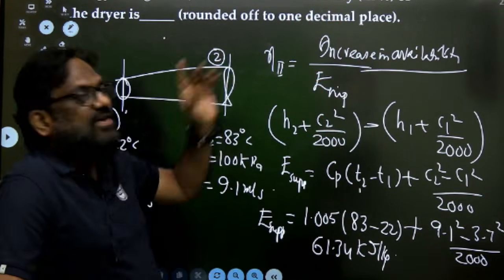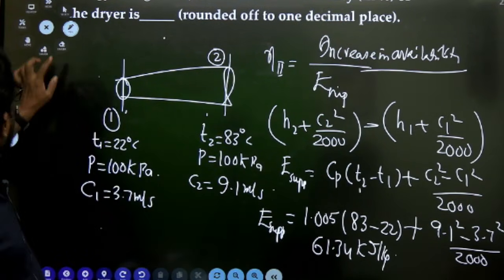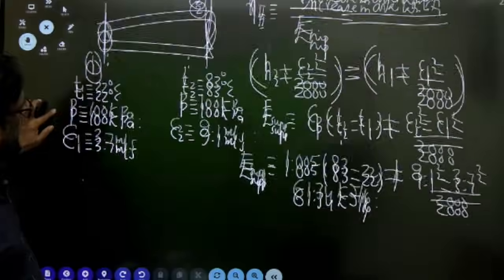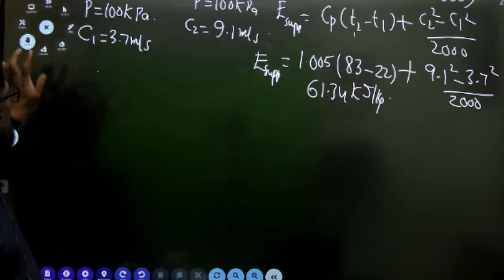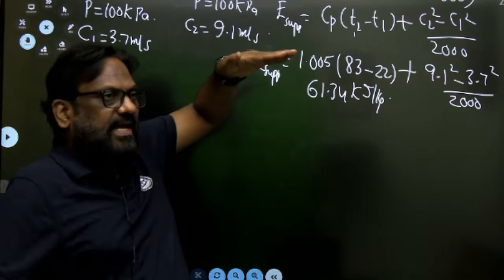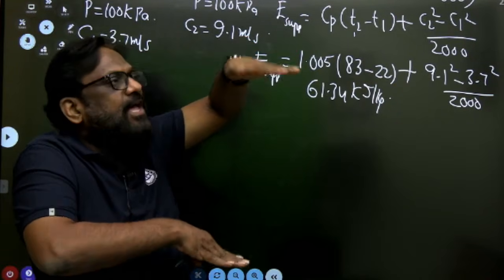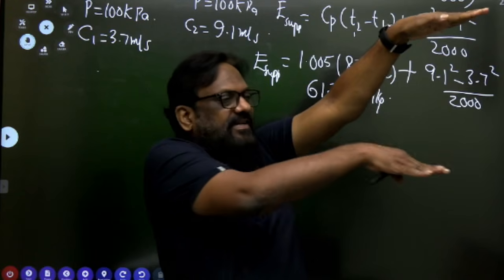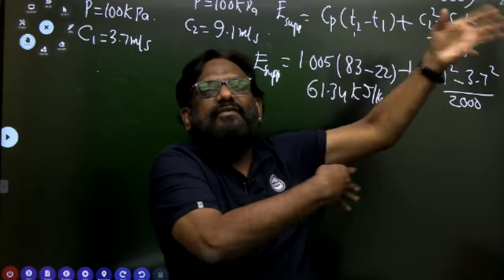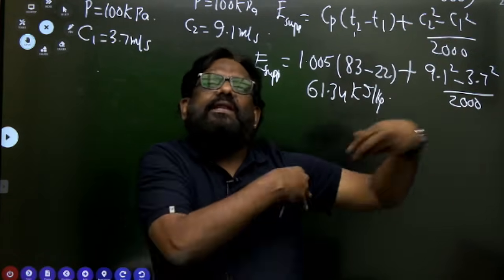Now I'll calculate the increase of availability. ध्यान से सुनो. How to calculate the increase of availability? You know, my dear students, if you want to calculate the availability of 1, it will be with respect to dead state 0. If you want to calculate the availability of 2, it will be with dead state 0. That is atmospheric. So difference क्या होगा? दोनों में atmospheric common होके निकल जाएगा.